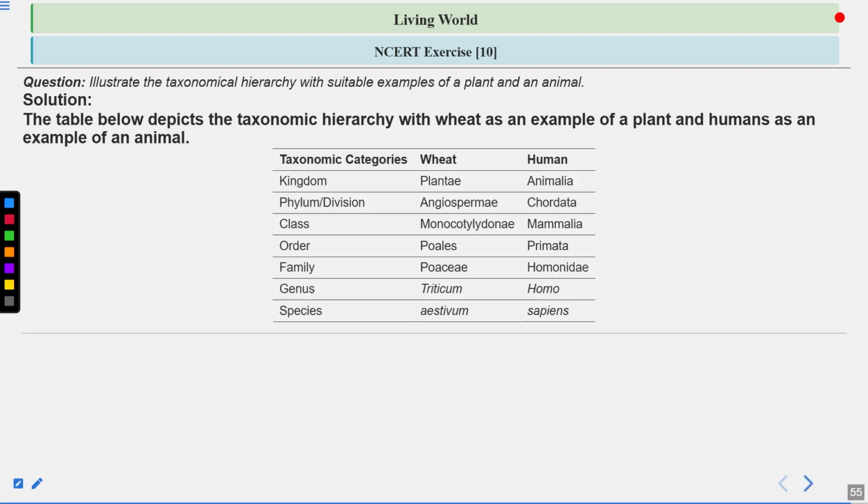Okay, so here we have taken the example of wheat and human. Wheat belongs to kingdom Plantae. Division is Angiospermae. Class is Monocotyledonae. Order is Poales. Family is Poaceae. Genus is Triticum. Species is aestivum. The scientific name of wheat is Triticum aestivum. Then let's talk about the human. Belongs to kingdom Animalia. Phylum is Chordata. Class Mammalia. Order is Primata. Family is Hominidae. Genus is Homo. Species is sapiens.